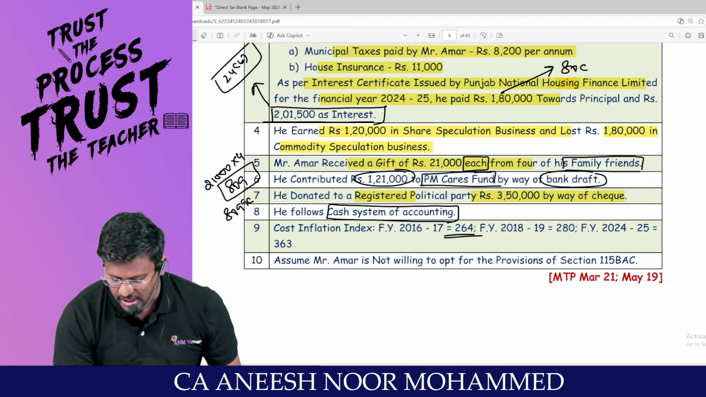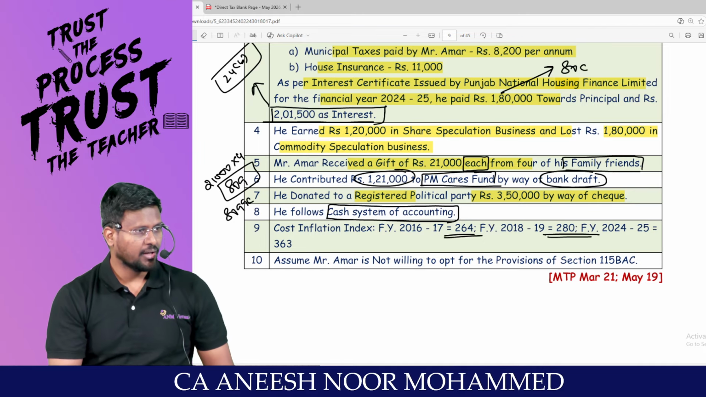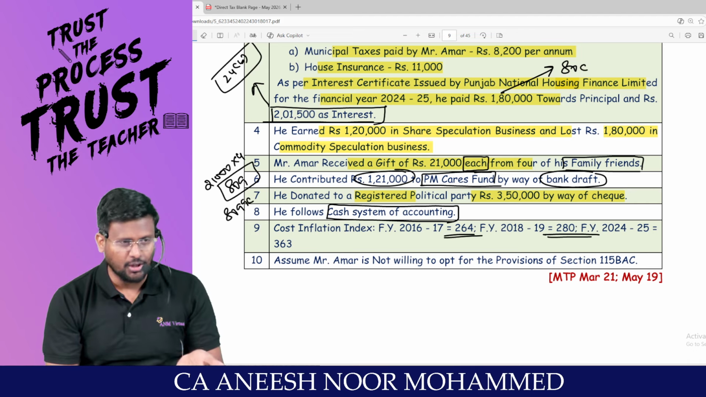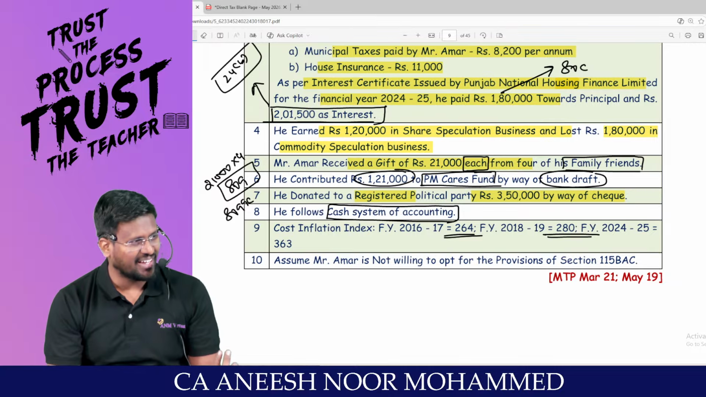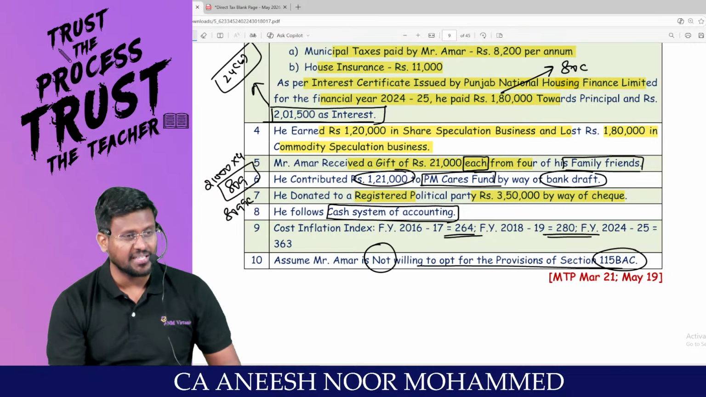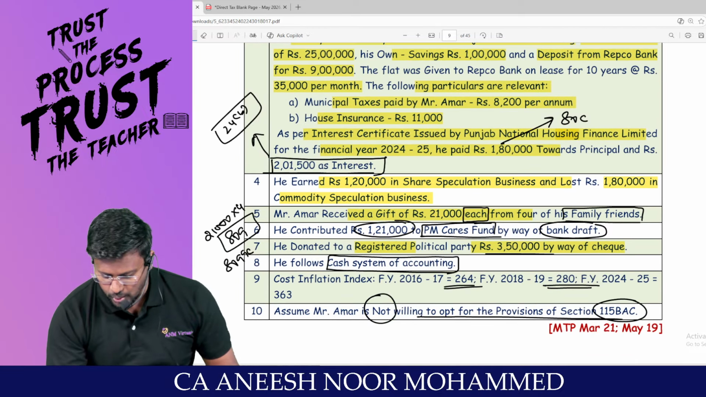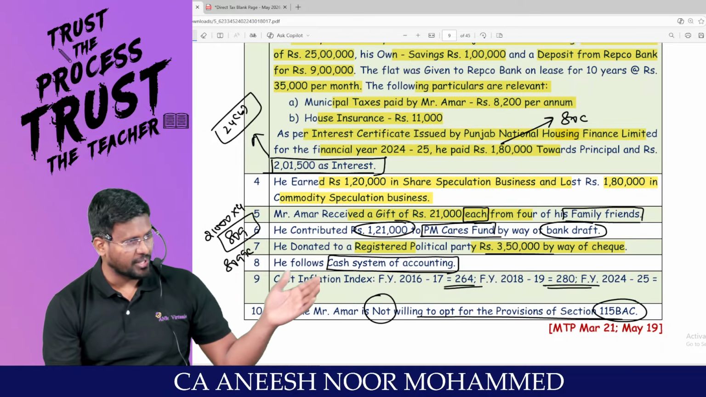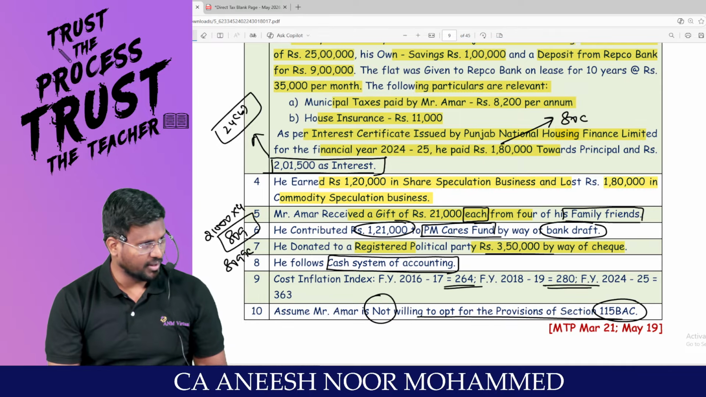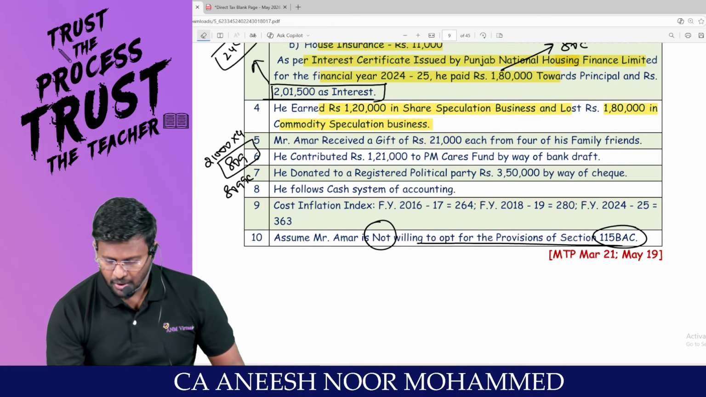CII, cost inflation index, has been given, if needed for the purpose of computation of what gain? Capital gain. Sir, only one transfer is there, and that transfer is also after the cutoff date. Even if it is before the cutoff date, for a super asset, no benefit of indexation. Are you all really with me? Assume Mr. Amar is not willing to opt for the provisions of 115BAC. That means he wants to travel through the optional tax regime. After giving 3,50,000 rupees donation and 1,21,000 to PM Care Fund, if he travels through the default tax regime, it will be a great knock. Are you all really with me? That's why he himself said that he just wants to travel through the optional tax regime.